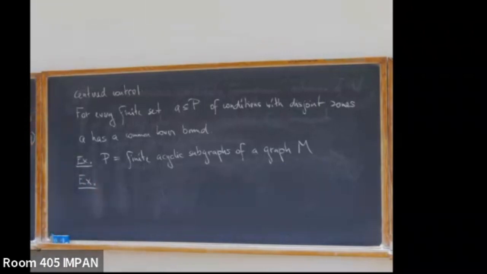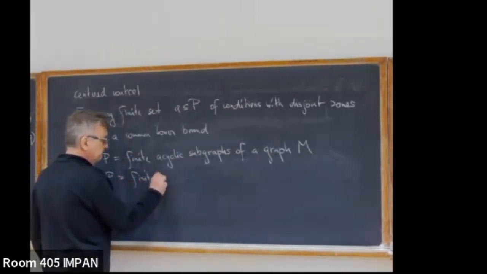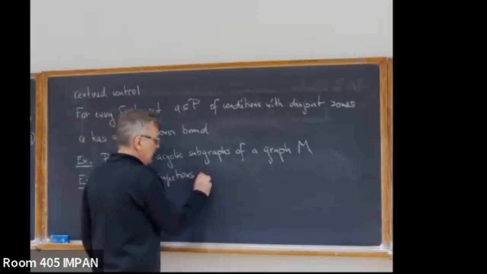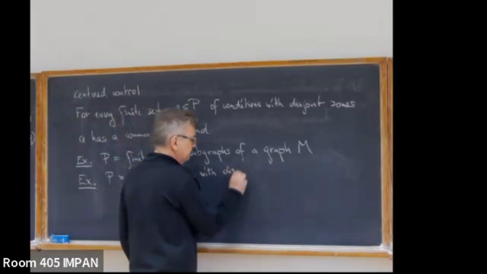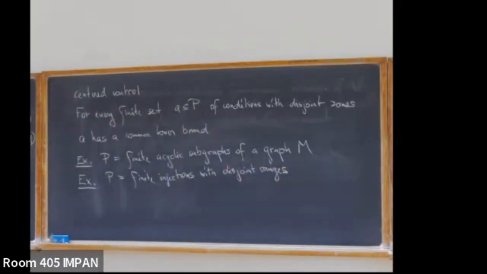Maybe a somewhat different example. Suppose M is an empty structure, and P is finite injections with disjoint ranges. So what you're attempting to add by this poset is a pair of total injections which have disjoint ranges, which has something to do with compressibility of a countable equivalence relation or paradoxicality.